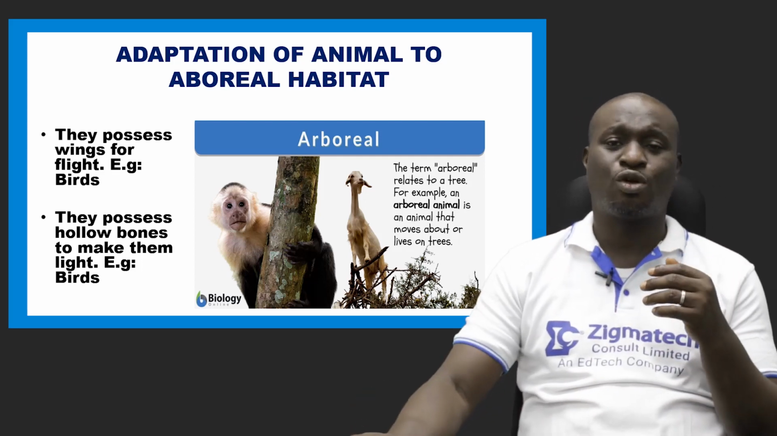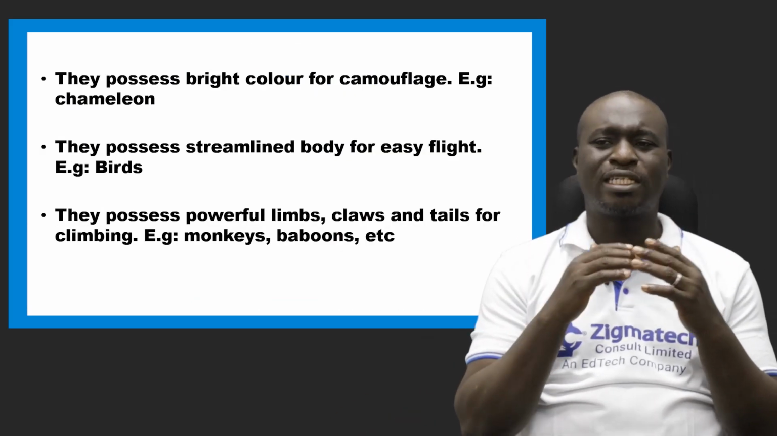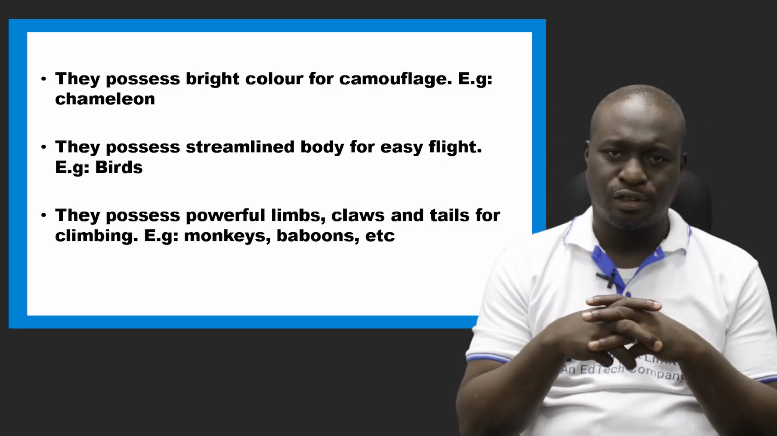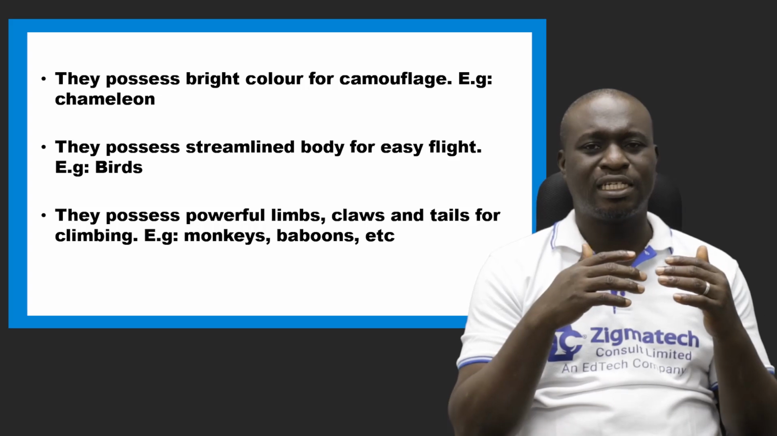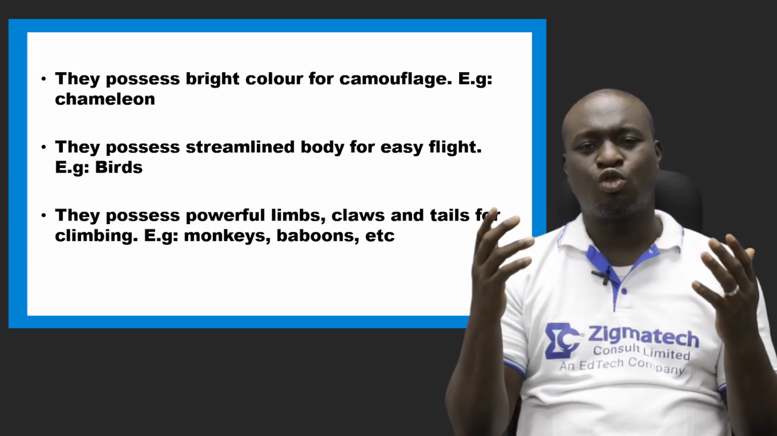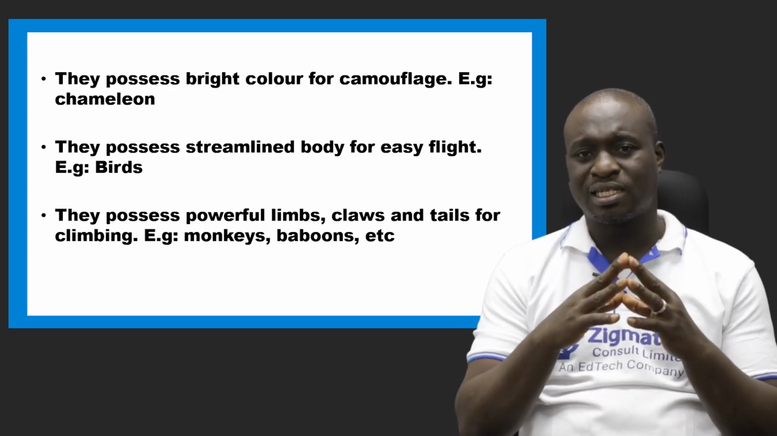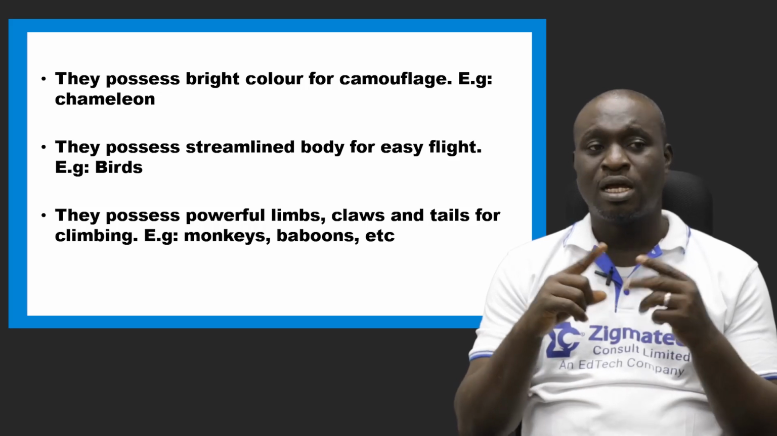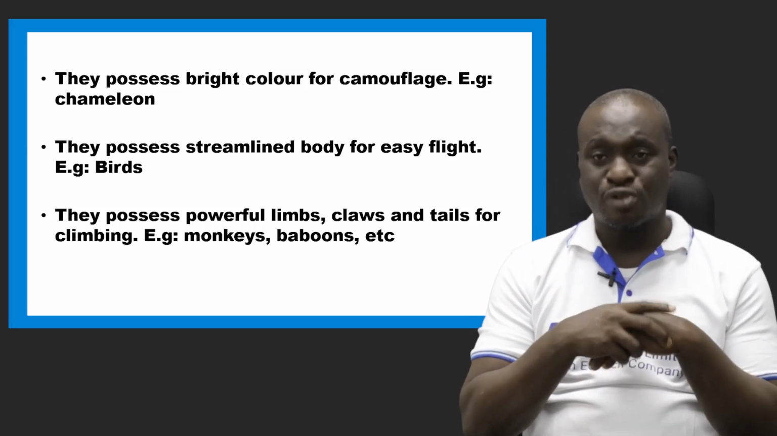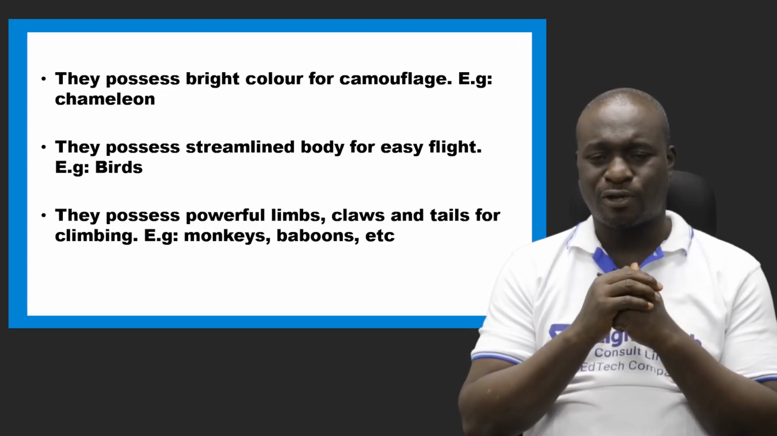So they have hollow bones, which helps to make them light. And you can also see these hollow bones in birds. They also possess bright colors for camouflage. An example is the chameleon. The chameleon has the ability to change its color in order to blend into its environment. And one of the reasons why it does this is to escape danger, also to escape predators. So they possess bright colors for camouflage.